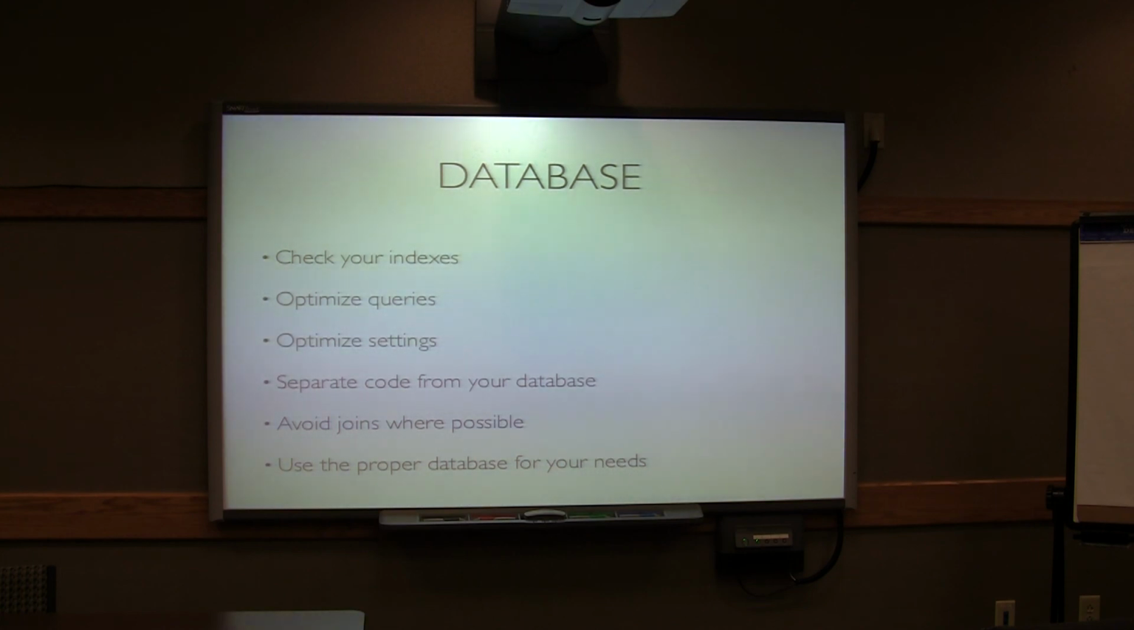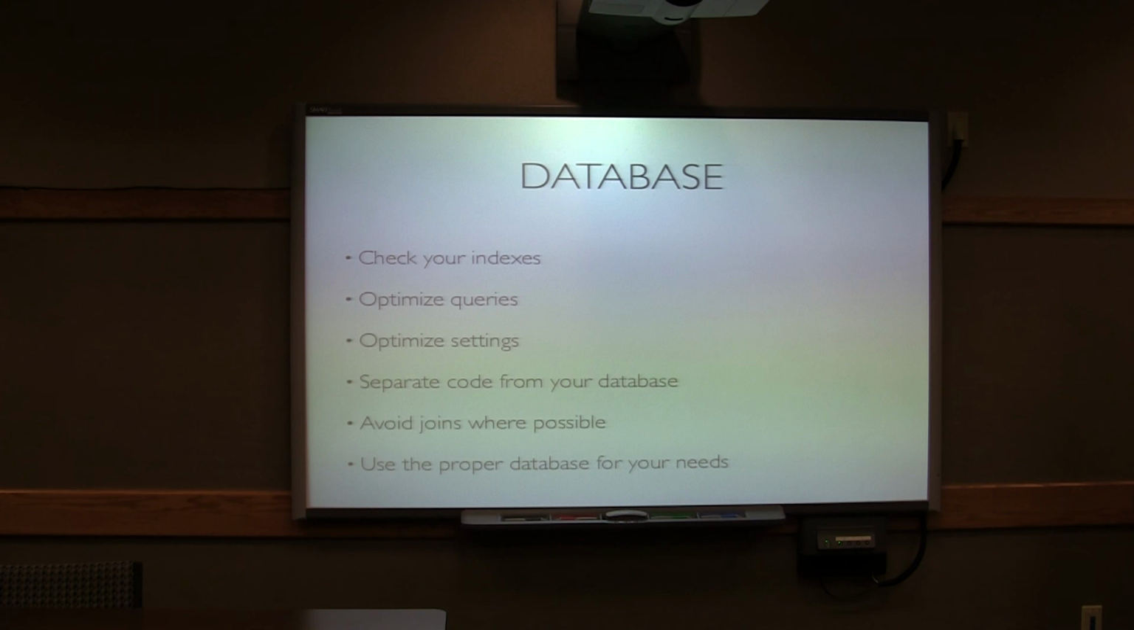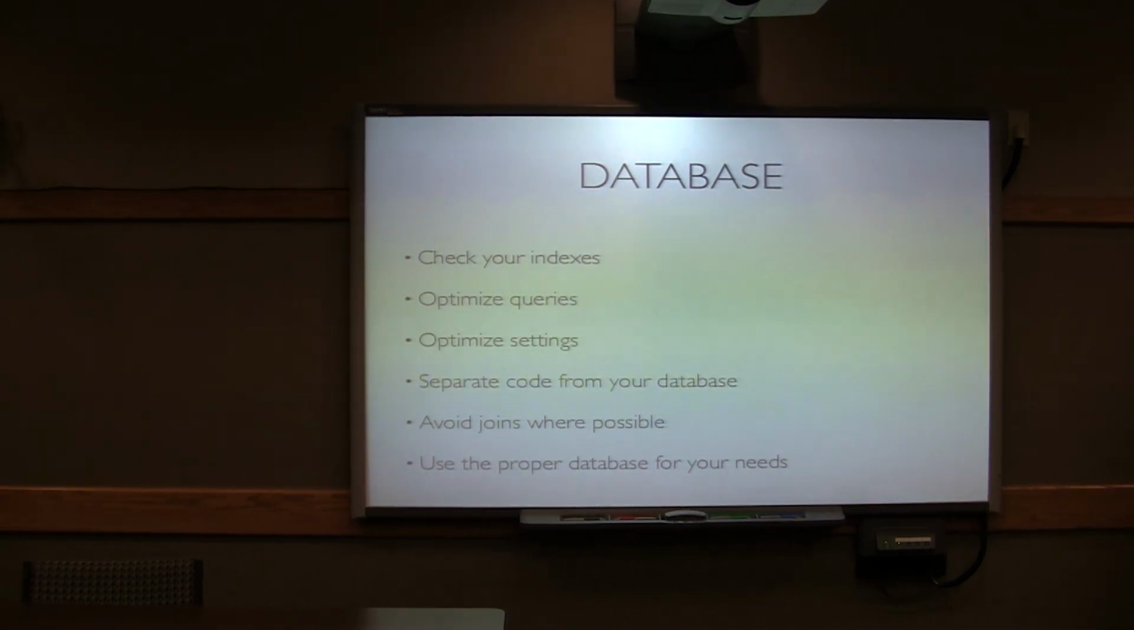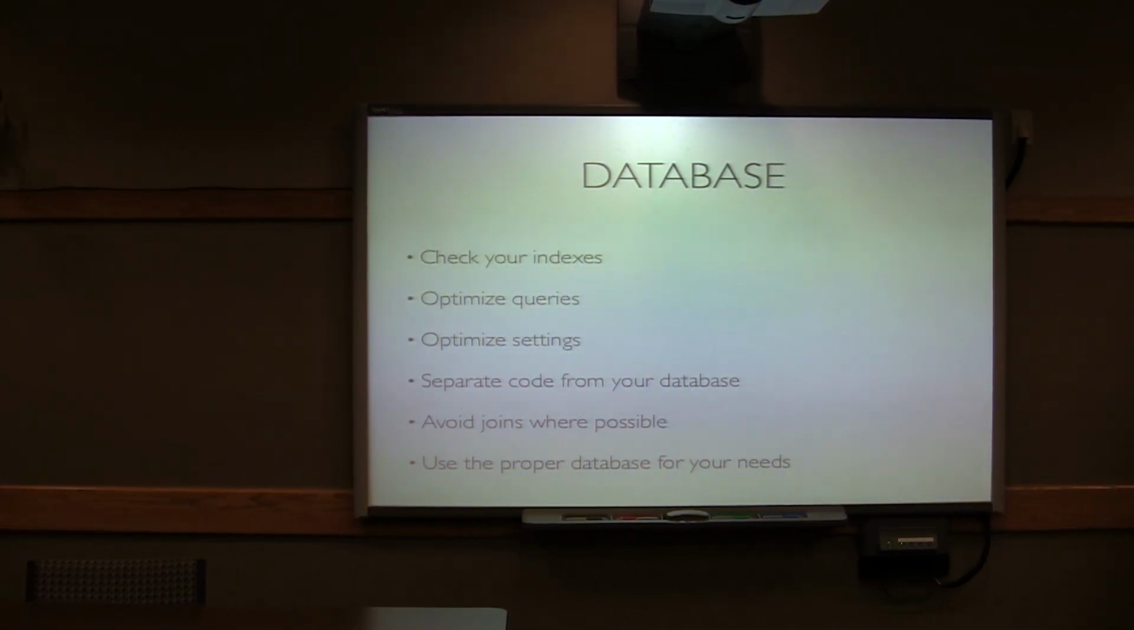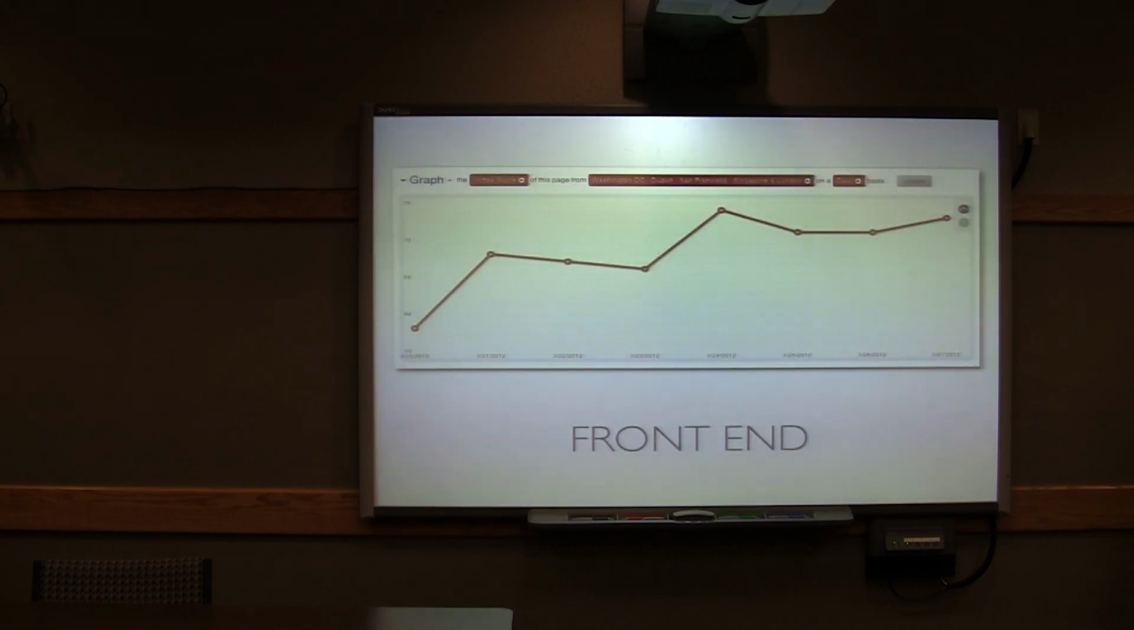Separate your code from your database. That's a whole can of worms that I'm not going to go into too deeply, but if you have a whole bunch of stored procedures, you're probably going to have bottlenecks there. You're probably putting code in your database that you should pull out and do elsewhere. Separate your application layer from your data storage layer. Avoid joins if possible, because joins obviously slow down your queries. Obviously another big topic. And use the proper database for your needs. I'm already down to 5 minutes, so I'm going to just skip the rest of that.